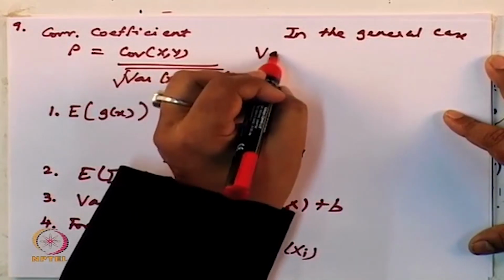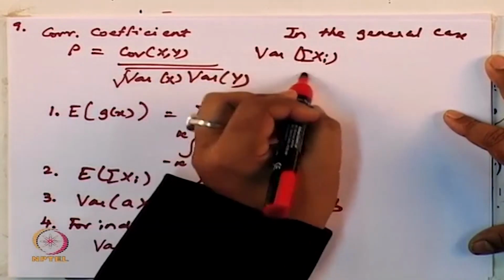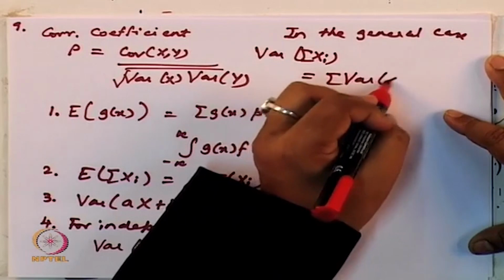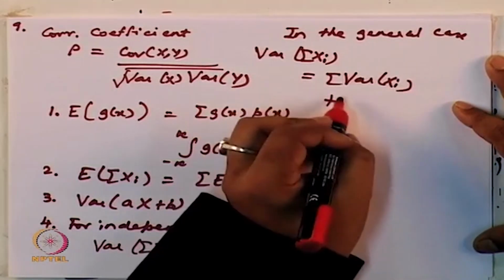Okay. But in the general case, you have to have variance of summation of xi is summation of variance of xi plus covariance terms.